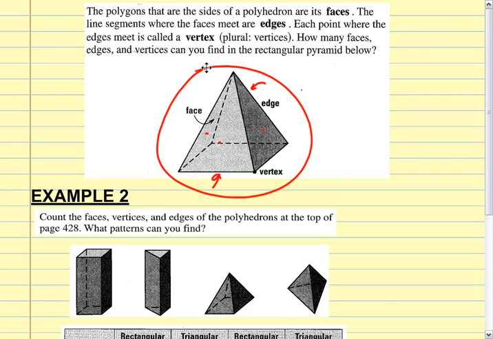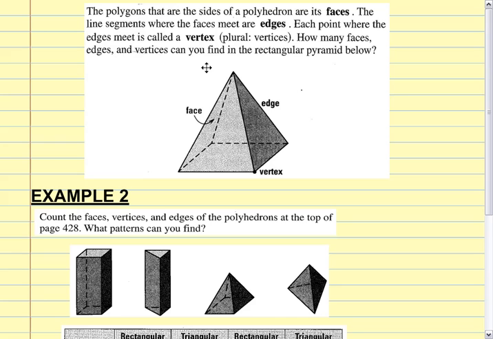So what would the name of this thing be if it had 5 faces? What type of polyhedron? Vivian? I'm sorry? No, hexahedron would be 6 faces. Isabella? Pentahedron, because it's got 5 faces, okay? All right, so we know what the faces are. Those are just the sides that make up the solid, all right?